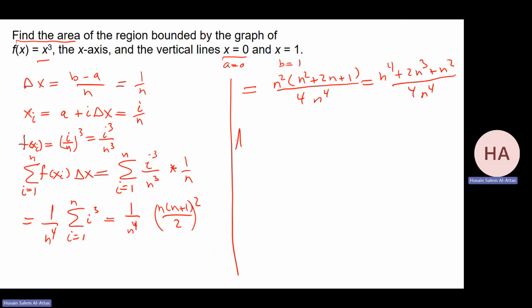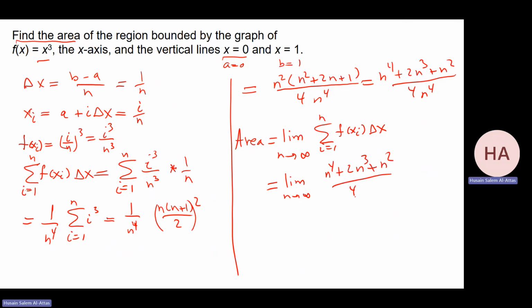So what will be the area? It will be the limit, as n goes to infinity, of this. This one which I did, I'm doing it in detail since it's the first one to do. Now I have the same degree, and we know how to do this, just the coefficient, so it's 1/4. That will be the area.